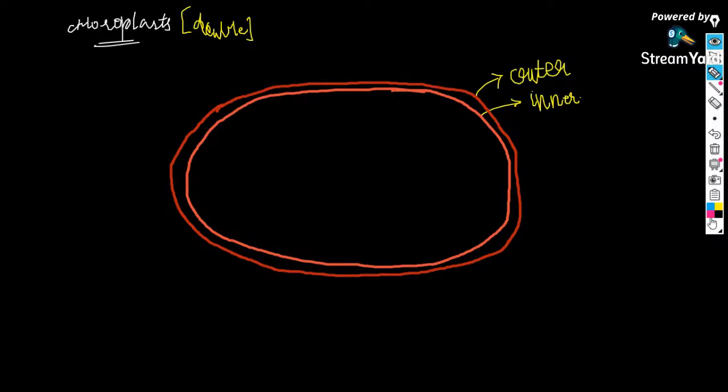Okay, so inside this particular membrane, you would have a particular structure which is known as the stroma.